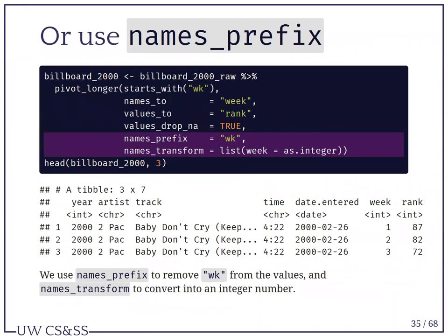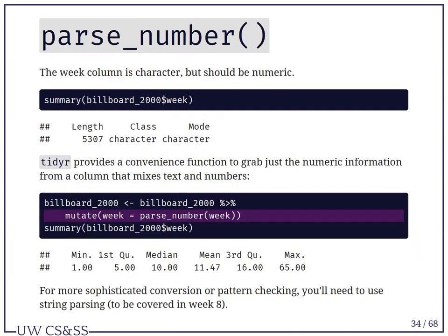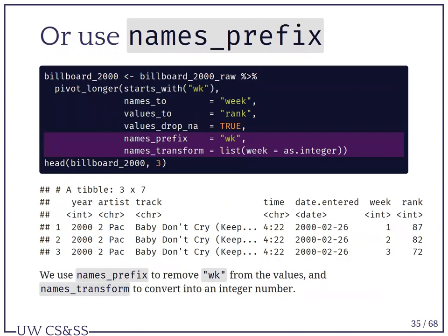Another thing you could do instead of going through these paces is use the names prefix argument of pivot longer. So we could say the names prefix from the names to, so our names prefix is WK. So we're saying the information that was housed in all of these column names has the same information in front. That's called WK. And we want to get rid of that. That's what this argument is saying.